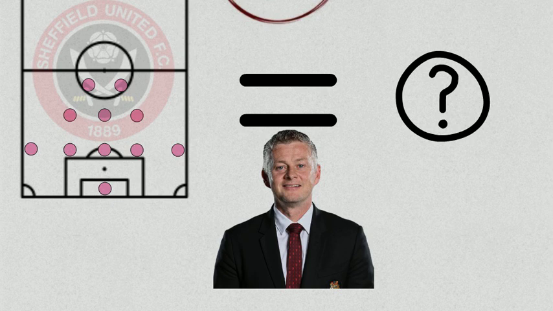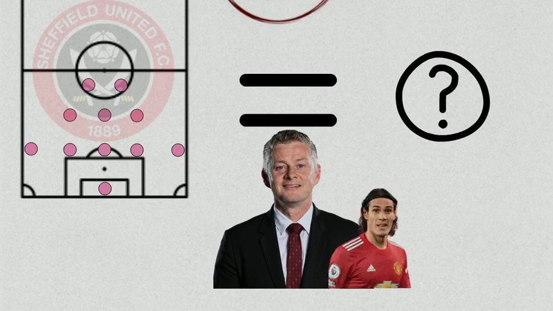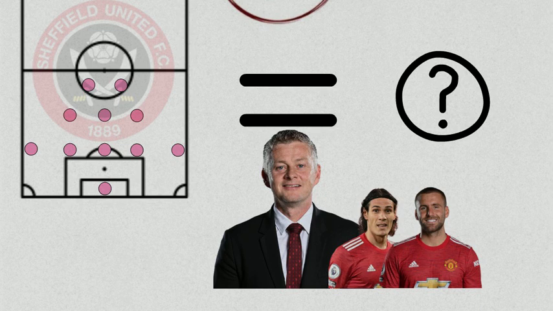Ollie has to take responsibility for waiting until the 66th minute to make a change. Cavani and Shaw should have been brought on much sooner. Cavani for his movement to try and disrupt the Sheffield United back three, and Shaw to try and turn the Sheffield United defence with his forward runs.